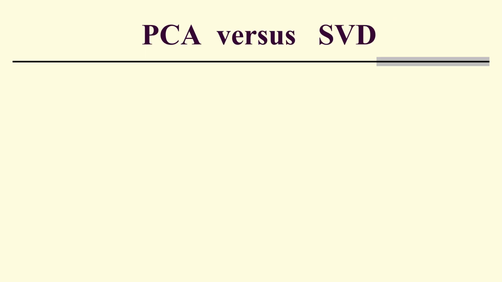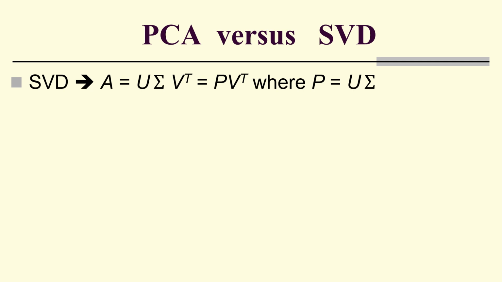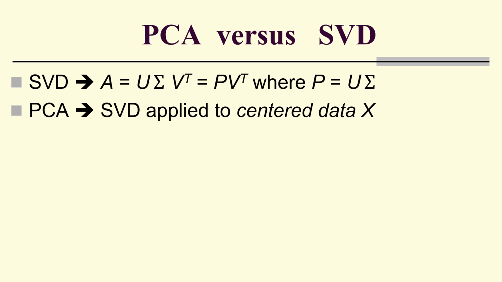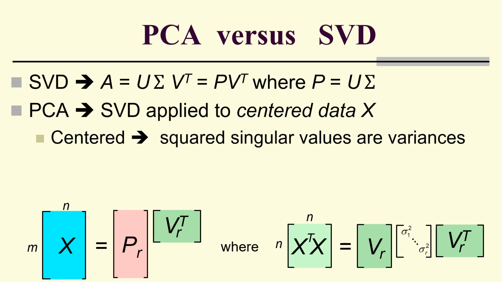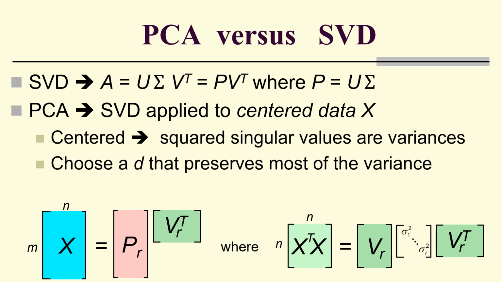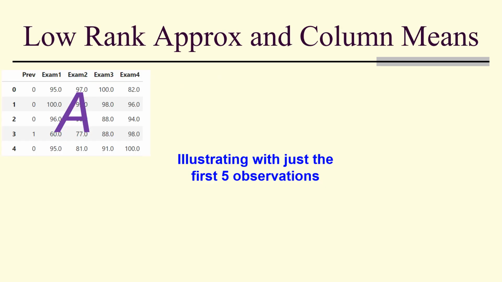So PCA is different than SVD. SVD is just where we apply this matrix decomposition. PCA is where we apply the SVD to centered data. And centering means we get squared singular values that are variances. And we can now choose a d that preserves most of the variance.